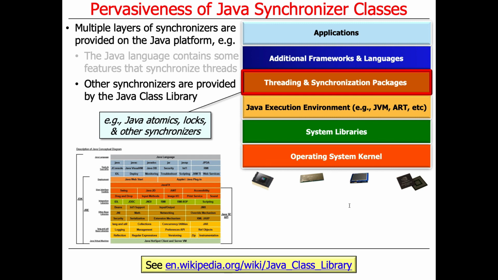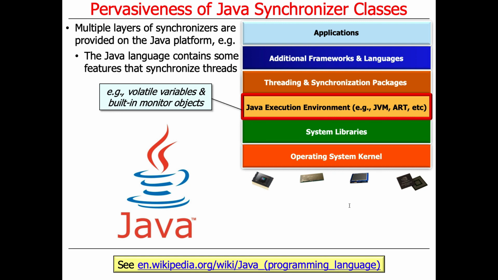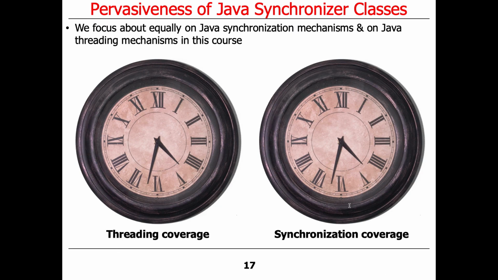And then there's a vast number of other synchronizers that are provided in the Java class library in the form of things like locks and barrier synchronizers and coordination mechanisms and atomics and so on. And so those exist up the stack a little bit. We're going to focus primarily on these, but we will also talk about these things as well. There just aren't as many of them to talk about. There's a legion of these things to talk about.